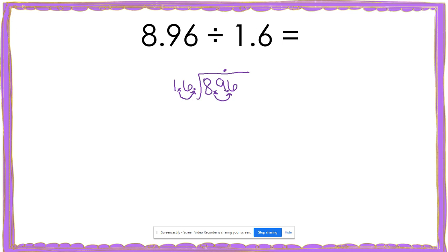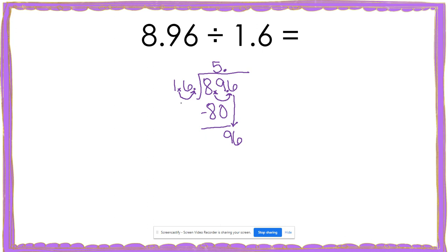When I do 89 divided by 16, I get 5. So I'm placing the 5 above the 9. And when I do 5 times 16, I get 80. Now I subtract 89 minus 80, which leaves me with 9. I still have a 6 in my dividend, so I'm going to bring that down and get a 96.